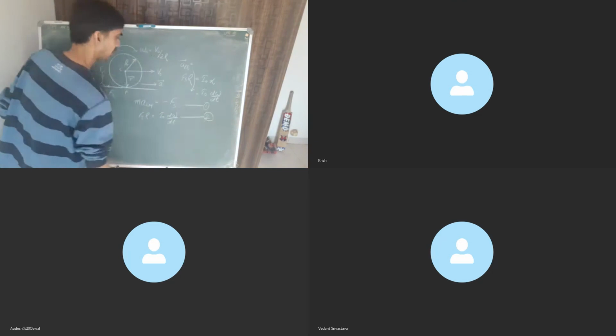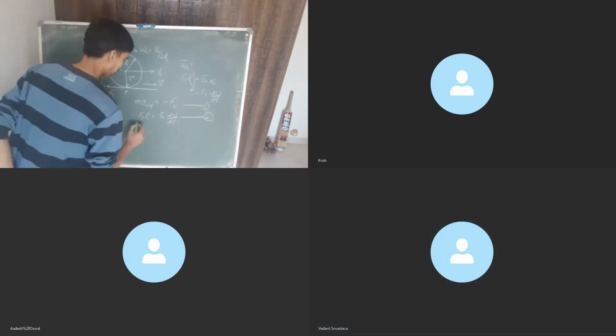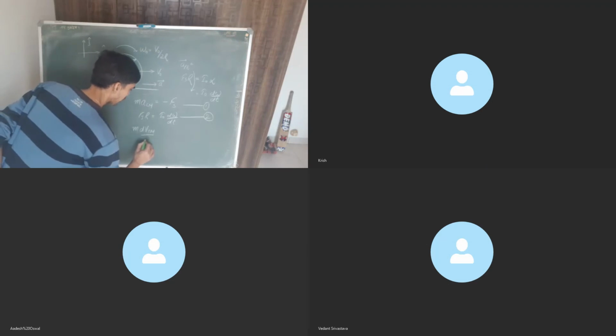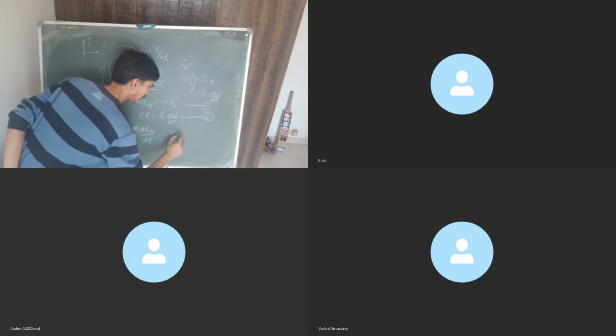Very good. These are my two equations. And we know that ACM can be marked as dVCM by dt, correct? dVCM by dt is equal to now. Will you approve of this one?